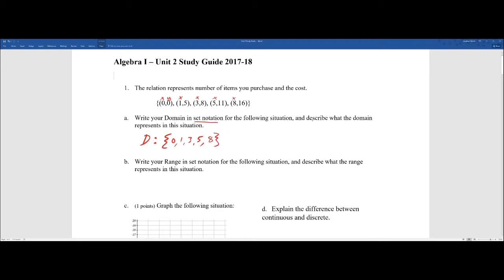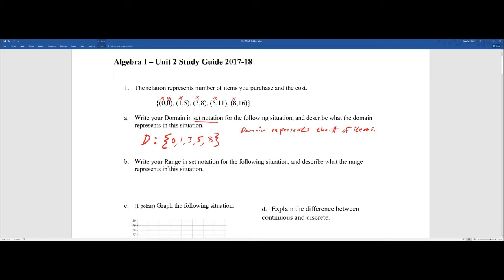Now we have to describe what the domain represents in this situation. In this situation, domain represents the number of items that we purchase. Make sure you use a full complete sentence. That way you can make sure you get all your points.